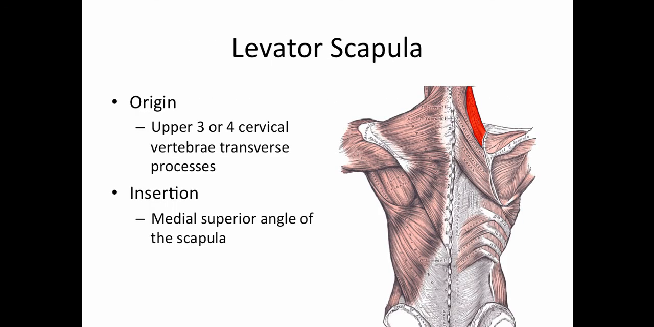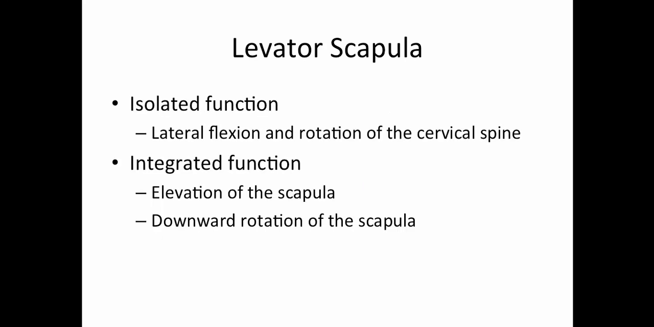The levator scapula. The origin of the levator scapula is the upper 3 or 4 cervical vertebrae on their transverse processes. The insertion is on the medial superior angle of the scapula. The isolated function of the levator scapula is lateral flexion and rotation of the cervical spine. The integrated function is elevation of the scapula and downward rotation of the scapula.